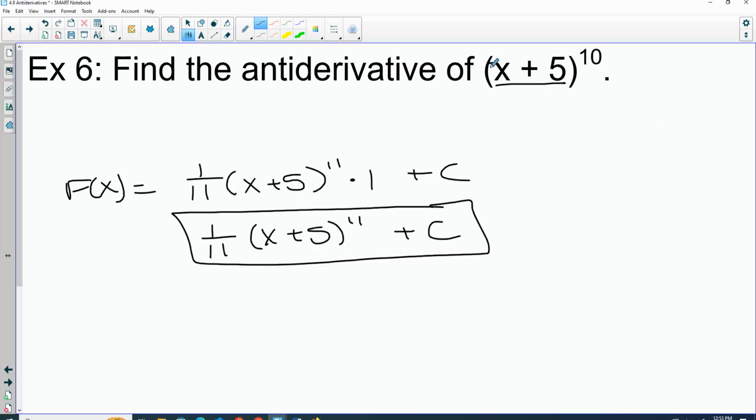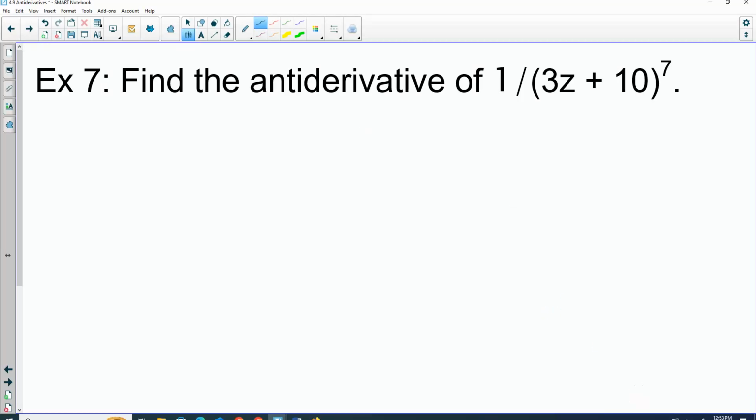Now, if it had been a 3x, what would I have to multiply it by? 1/3. All right, you guys try this one then.